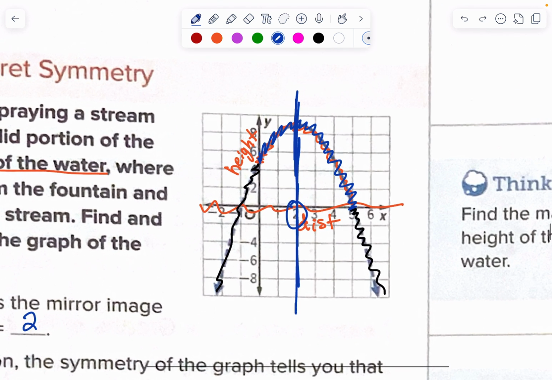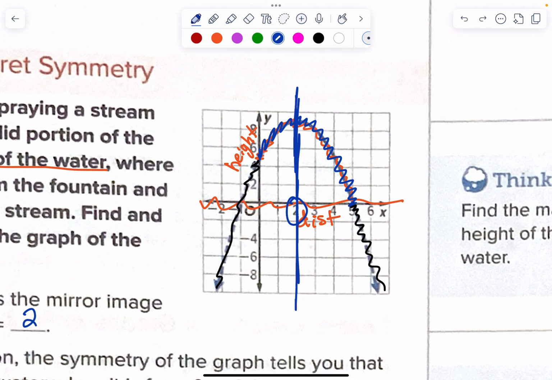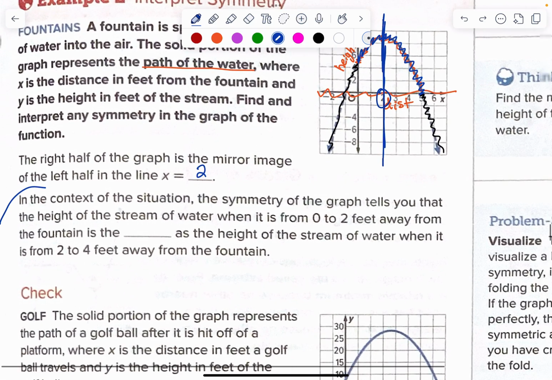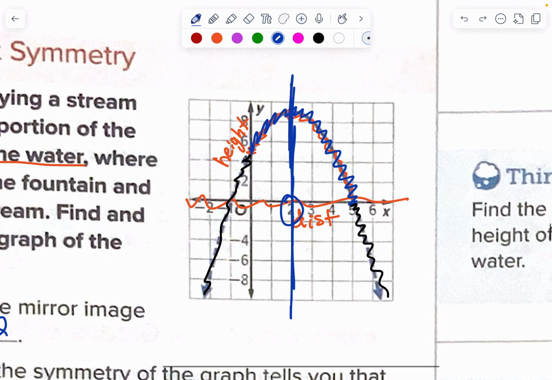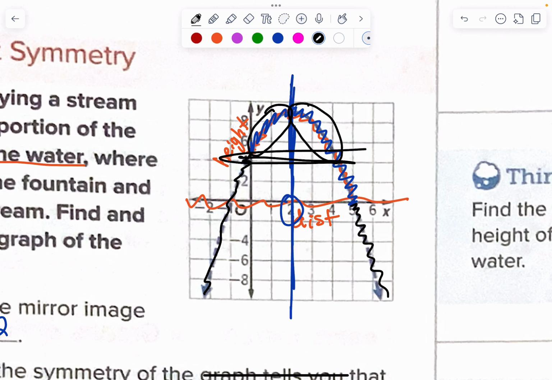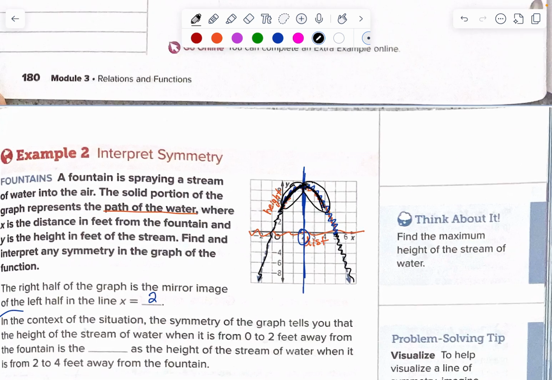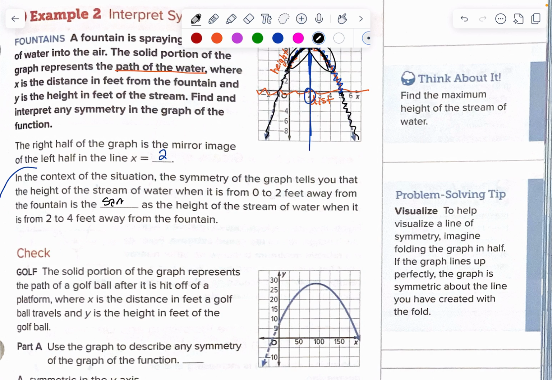So from 0 to 2, let's see, what did it just say? The symmetry of the graph tells you that when it is from 0 to 2 feet, which would be this chunk right here, it is the same as from 2 to 4 feet. Its height is the same on both of those chunks, because it's going up and coming back down in the same motion. This piece is the same as that piece. So the same goes in that blank: the fountain is the same from 0 to 2 feet as it is from 2 to 4 feet, okay?